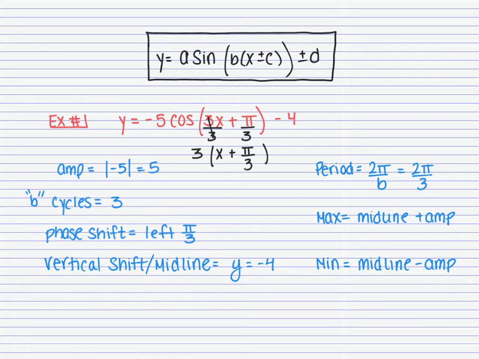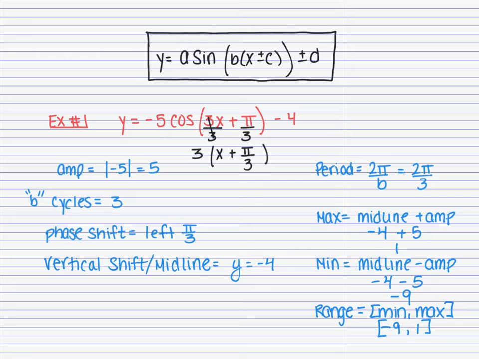So since my midline is -4 and my amplitude is 5, -4 plus 5 is 1. That's my maximum value. My minimum value will be found by taking the midline, -4, and subtracting the amplitude, which will give me -9. By finding these max and min values, we are now able to find our range. Remember, the range of a function is defined as the minimum, comma, the maximum, with brackets around them. So my minimum value is -9, and my maximum value is 1. So that would be my range.